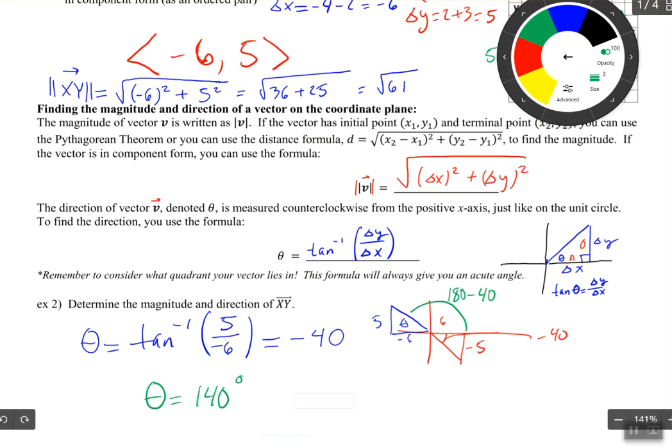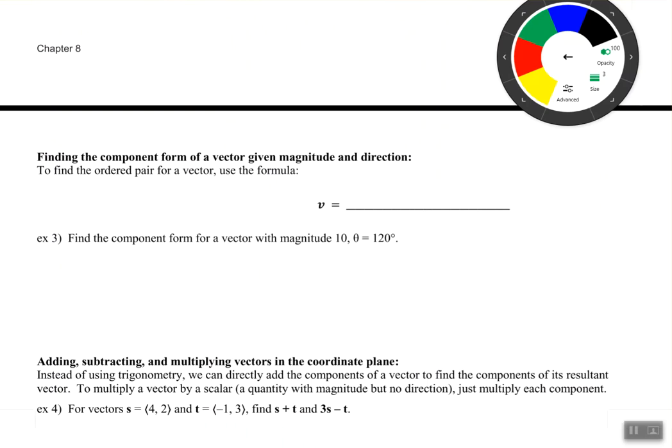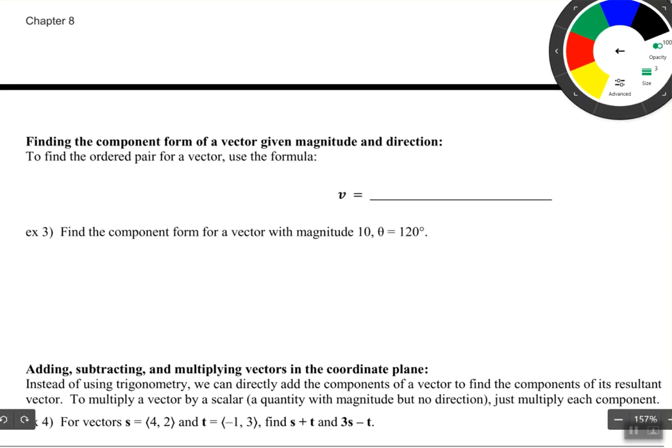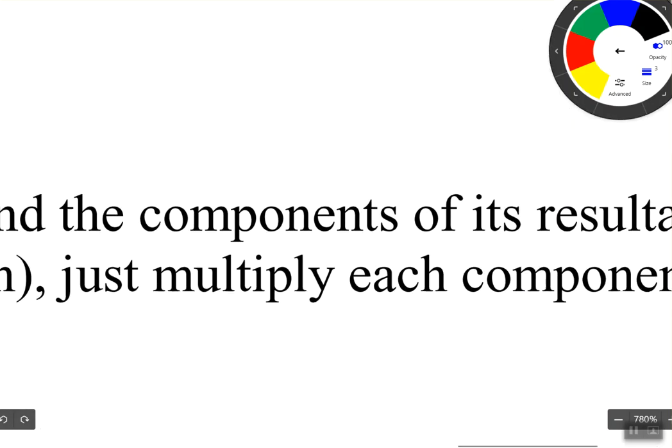All right, so that's basics. Now you got to go the other way. What happens if I am given the component form, and I'm given magnitude and direction? Can I find the ordered pair for the vector? That's the next step, and here's the way it works. So this is supposed to be a little tick mark across the top. Oh, let me change colors. Okay, here's the formula.